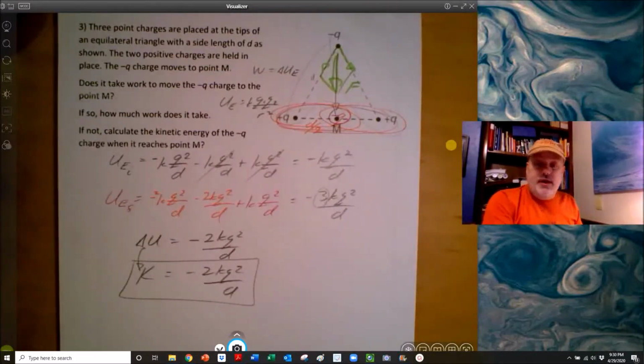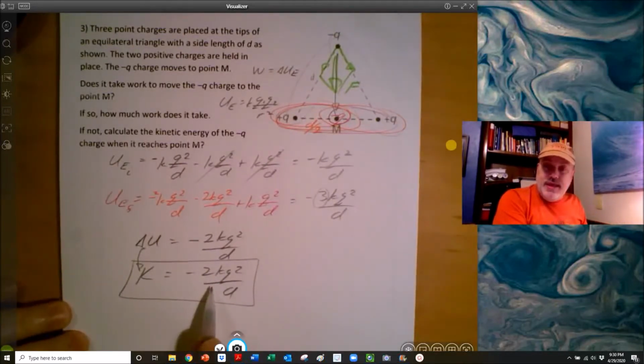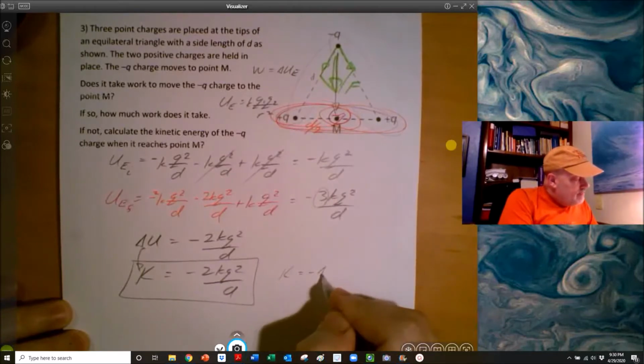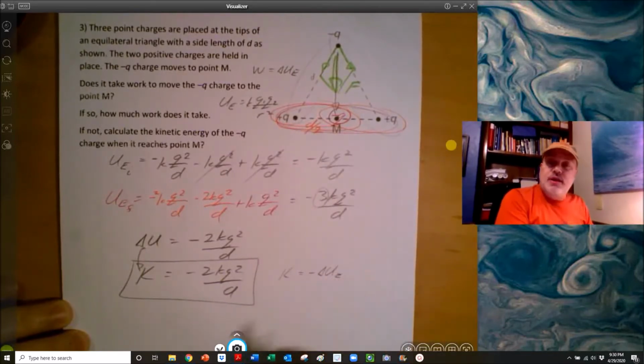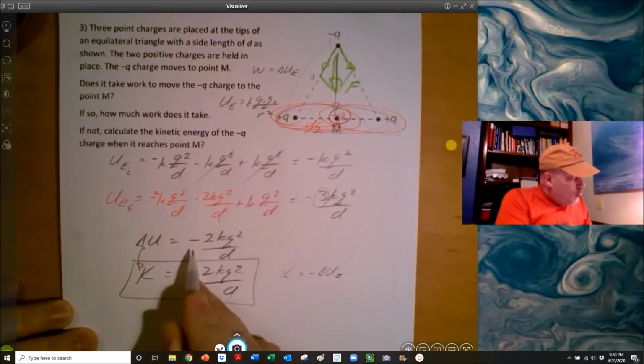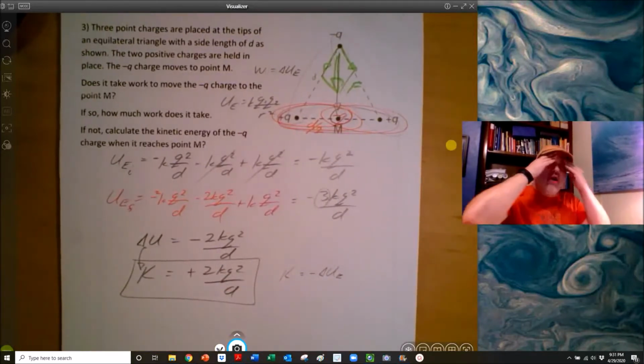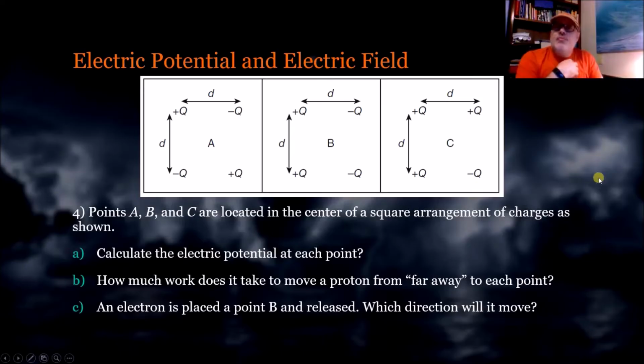Oops, I did a dumb thing here. Kinetic energy can't be negative. Remember that the kinetic energy equals the negative change in electric potential energy. So it's the opposite sign of this, and the kinetic energy is positive. Almost broke physics.